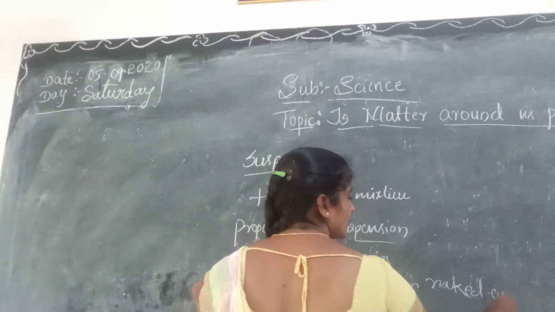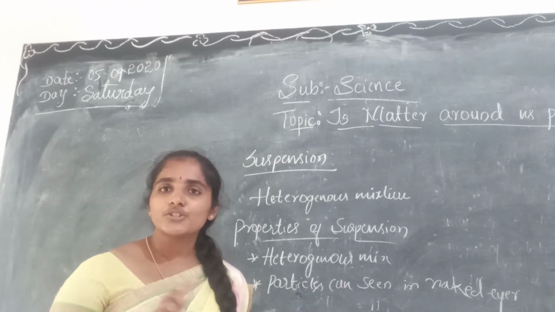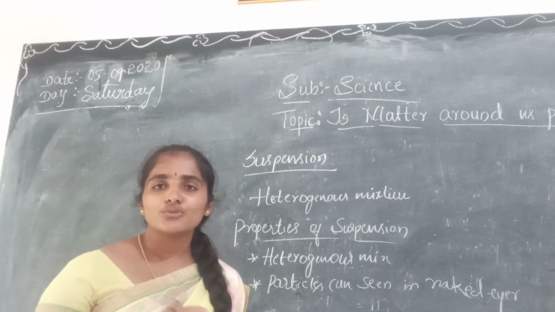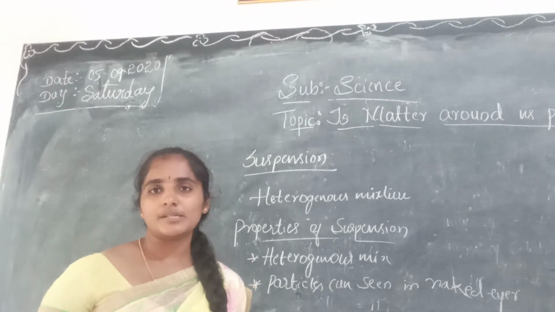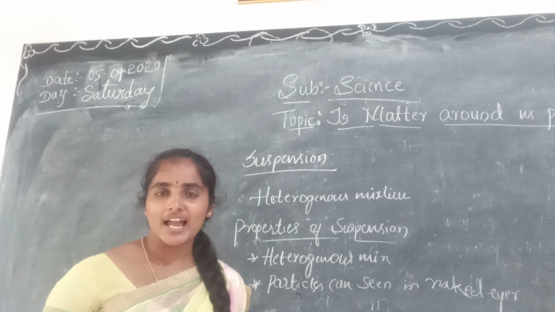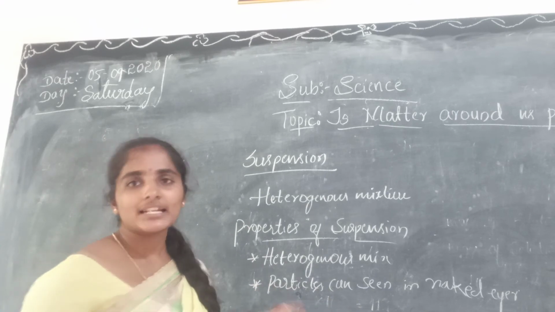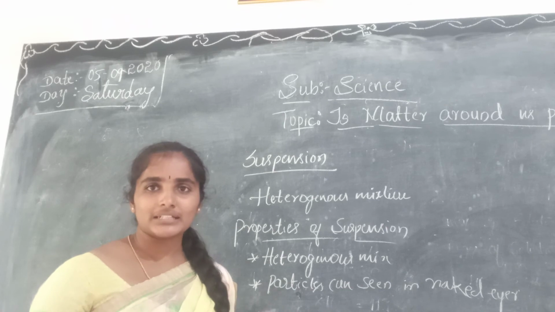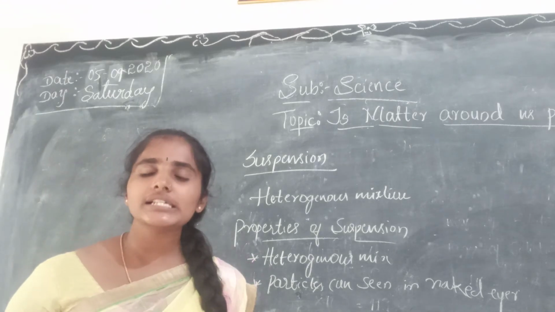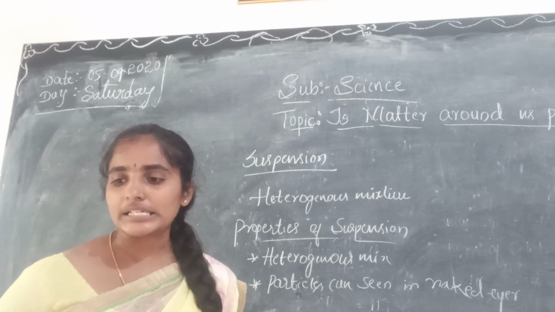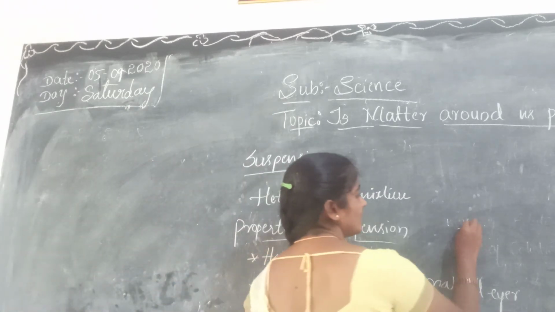Particles can be visible, can be seen with naked eyes. That is another property. And the particles of this suspension scatter a beam of light passing through it and make its path visible. When we pass light through it with a torch, the light gets scattered. That is one of the properties.